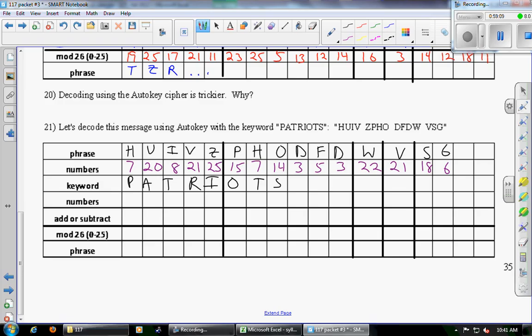On the decoding, you get good information because the answer should make sense. There should be some reasonable phrase. Sorry, I said that backwards. On the encoding, there's no way to know. It's going to look like garbage whether you make a mistake or not.